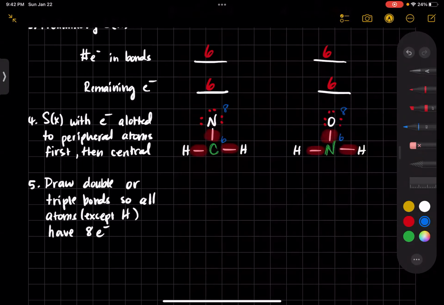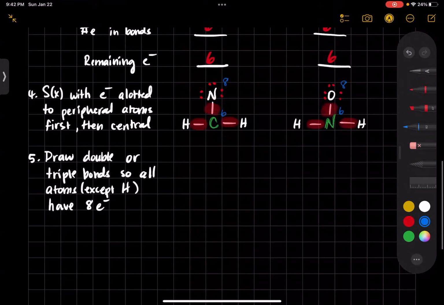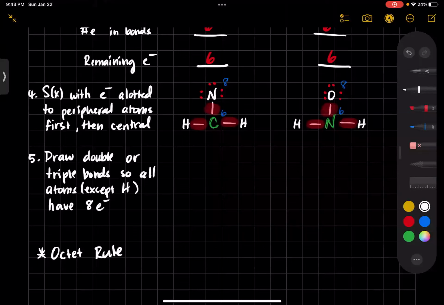We know that all elements, except for hydrogen, want to have 8 electrons, and that is called the octet rule. So, octet rule, that all atoms, except for hydrogen, want 8, and elements in the second period can only have 8, maximum. Elements in third periods and below can have what are called expanded octets, and we'll get there later. Well, here, nitrogen has 8, carbon has 6.